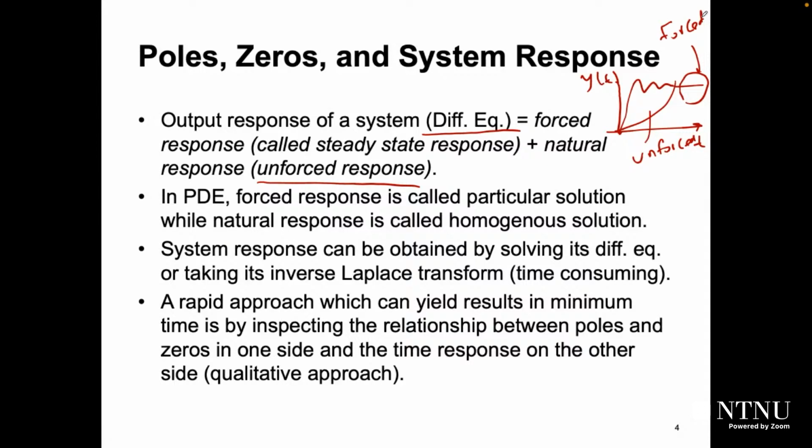In mathematics, in fact, this forced component we call a particular solution, while the natural response we call the homogeneous solution. System response can be obtained by solving its differential equation. We did that in chapter 2.